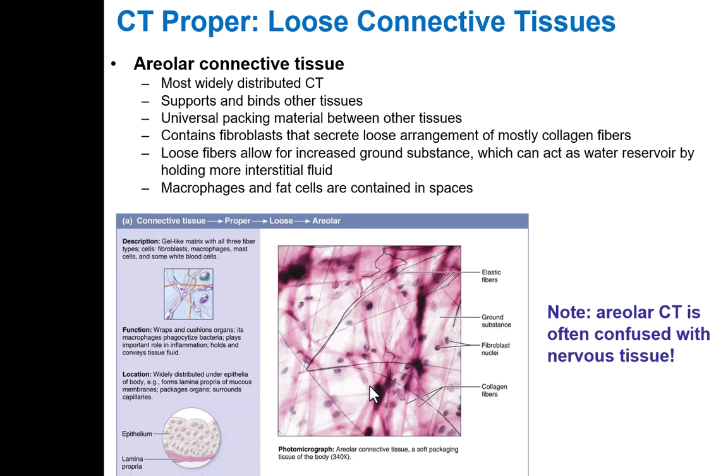Loose because the things that are in this tissue are loosely organized, and they're not very organized per se, in that it's almost like in disarray. And I put a note here. Areolar connective tissue is often confused with nervous tissue. So when you're looking at this tissue, pull up a picture of nervous tissue and look at them side by side and see why I said that they are often confused with one another, and then try to point out the differences between them so you don't get confused.